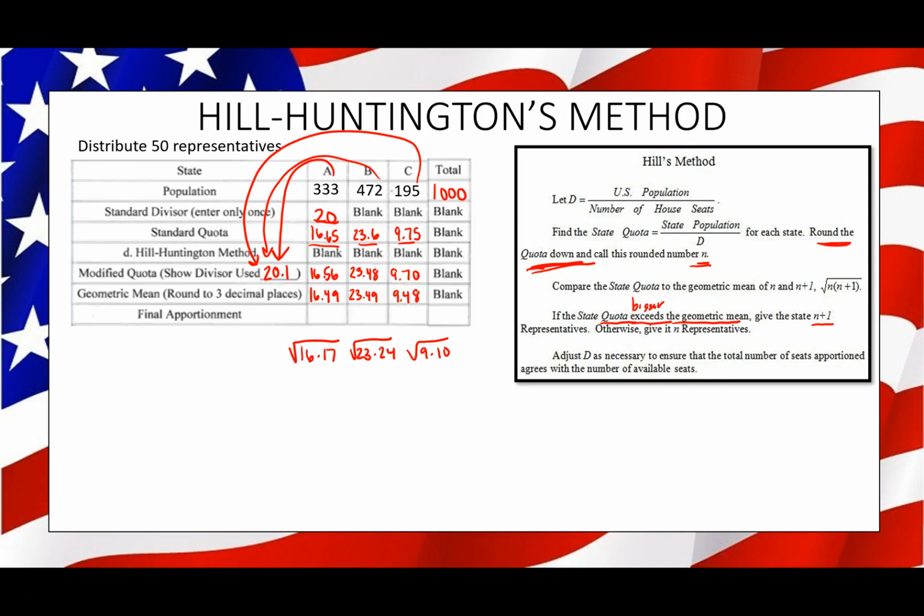Remember, if the top number is bigger, we round up. So that's the case right here. The top number is bigger, so we're going to give this a 17. Here, actually the bottom number is bigger, so we're going to just round down to 23. Okay, and then here our top number is bigger, so we're going to round up to 10. Adding these three numbers together, we do get 50, so our modified quota did work, and we are done.